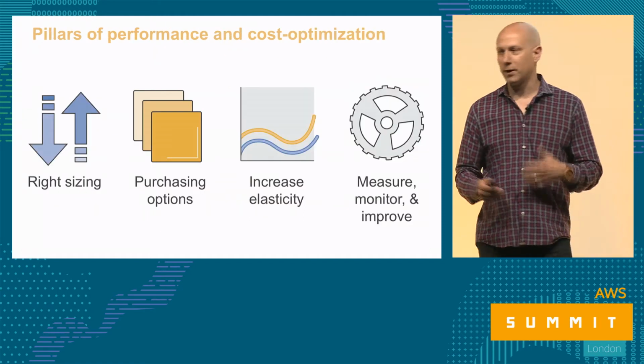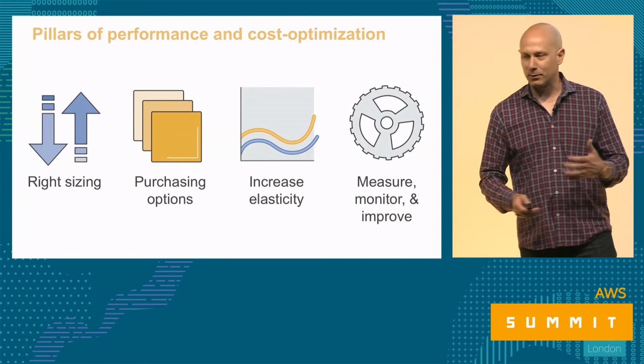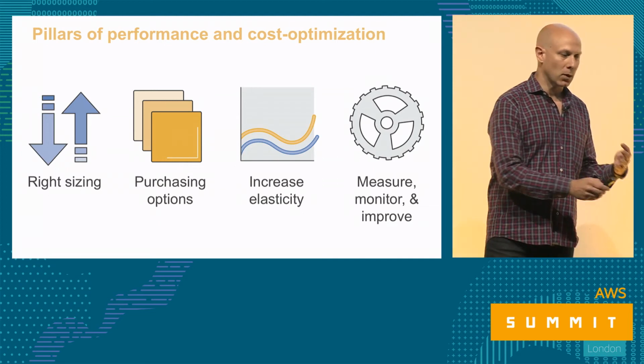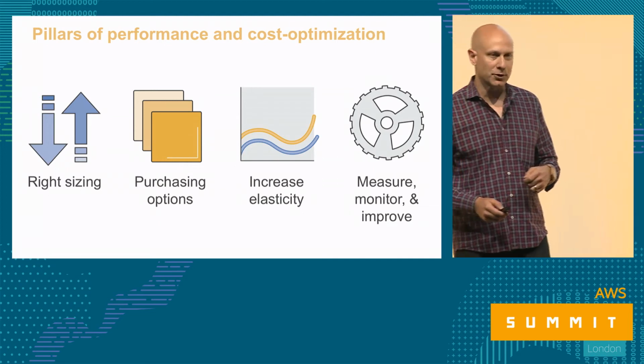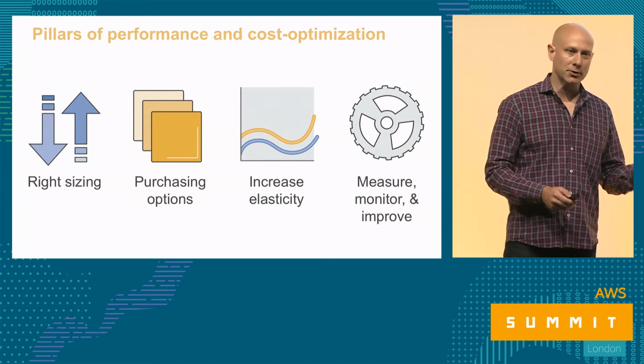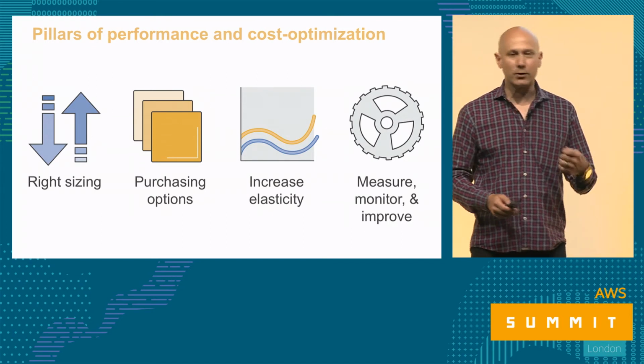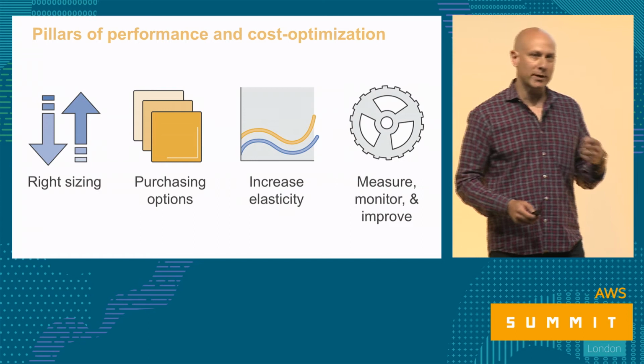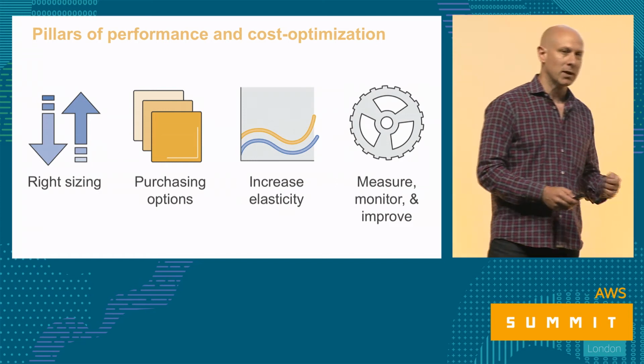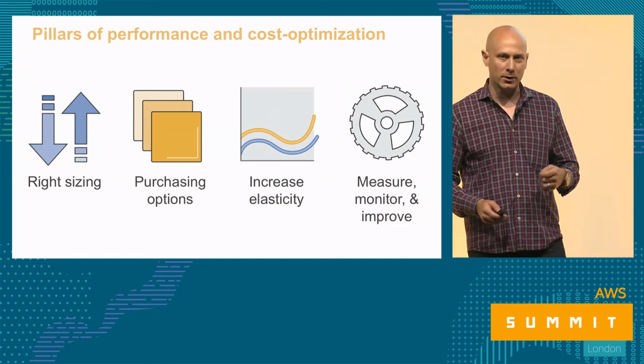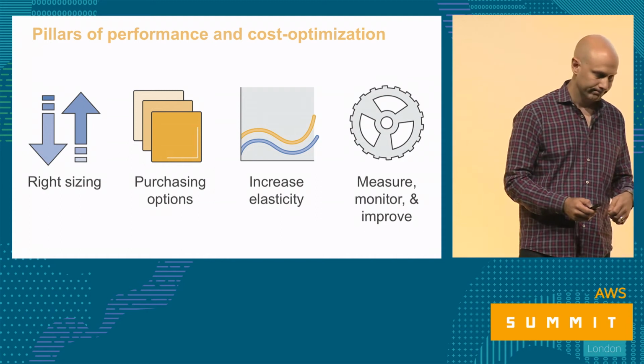One of these are what we call the pillars of performance and optimization. So there are 4 pillars. We're going to spend most of our time on the second one, which is the purchasing options. But I'm also going to go over right sizing, increasing elasticity, and how you can create a practice inside your organization where you continually measure, monitor, and improve.